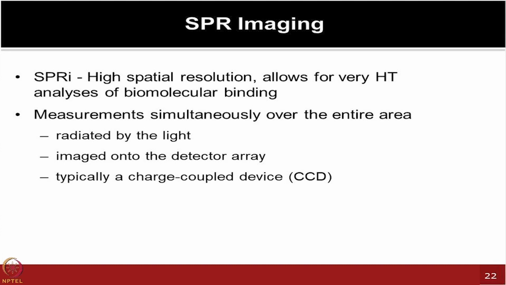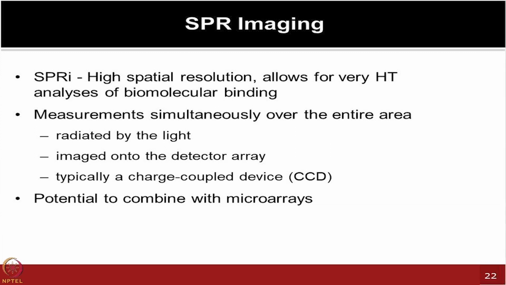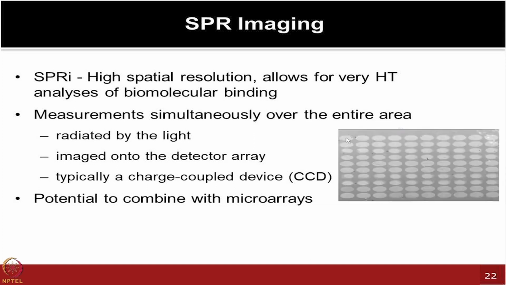Can we image the whole chip rather than exciting it at a specific angle only, which is what you use in the SPR case? So, you are radiating by the light, imaging on the detected arrays, you are using some sort of CCD devices which are not so costly, and then this particular platform showed potential to combine with the microarray based technologies, because anything which you can do in a high throughput way for the whole chip is very much compatible with the microarrays.